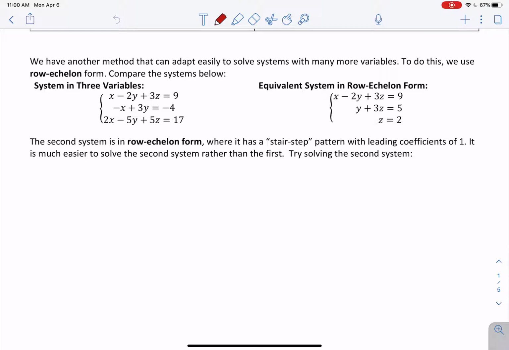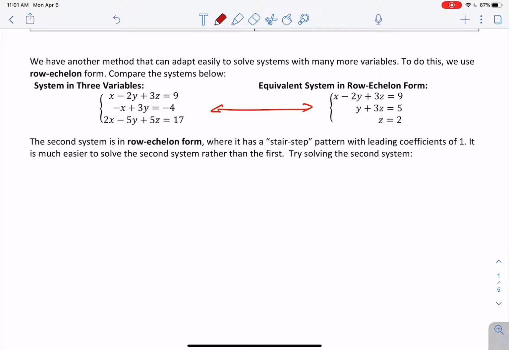So what we're going to do is row echelon form. What that means is we're going to try to make a stair step pattern with leading coefficients of 1. Look at these two systems. They're the same system of equations, but rearranged in a certain way. In this one, we have x, y, z, then x, y, then x, y, z, all muddled up. In this one, we have x, y, z, then just y and z, and then just z.